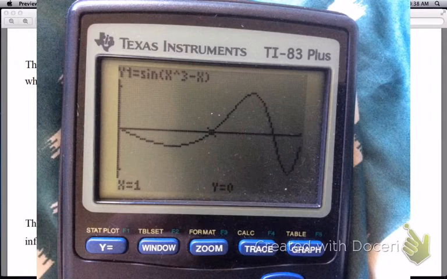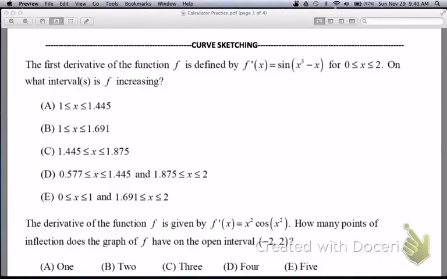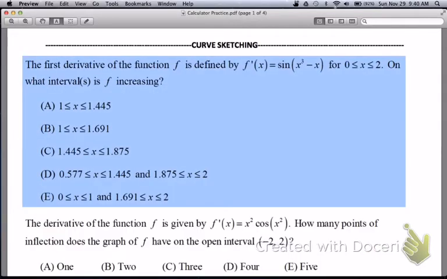If you go back and look at that Thanksgiving break homework, the first two answer choices, A and B, both start with 1. Then if you move your cursor over with trace to figure out where the other 0 is on the other side of this little hump, that will be where it crosses over into the negative numbers. What I got isn't perfect, just because I'm using the trace feature, it's not exactly 0, but it's close enough. So 1.691 looks like the other one. So it's positive in between 1 and 1.691, and that would be my interval where the original function is increasing. That looks like answer choice B, from 1 to 1.691.